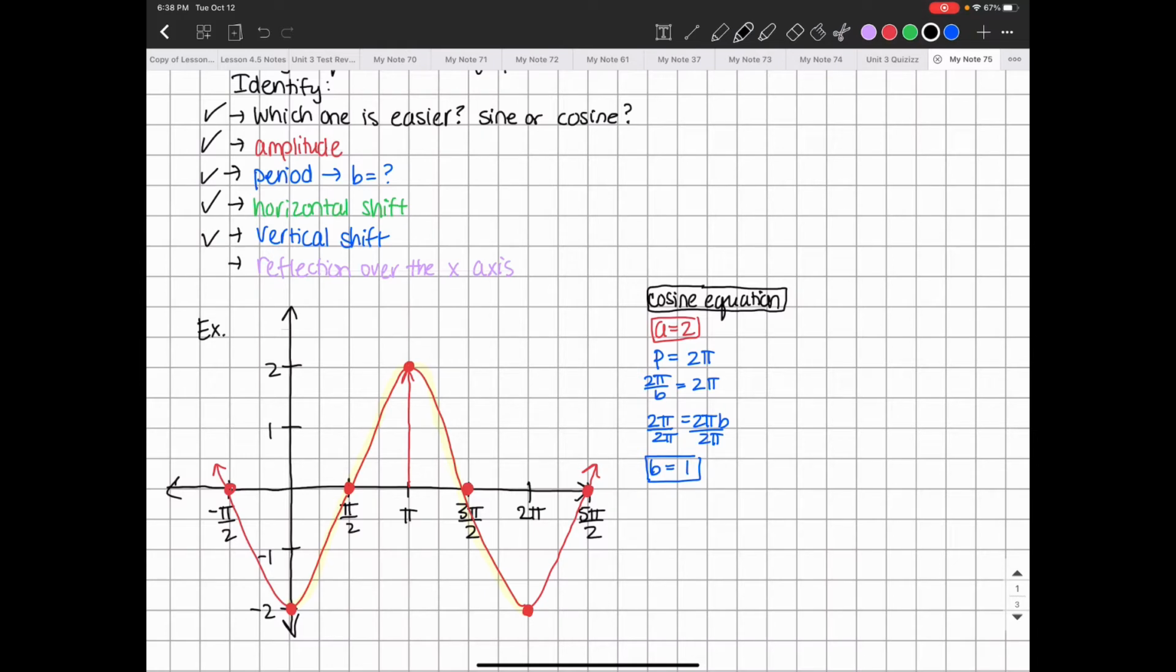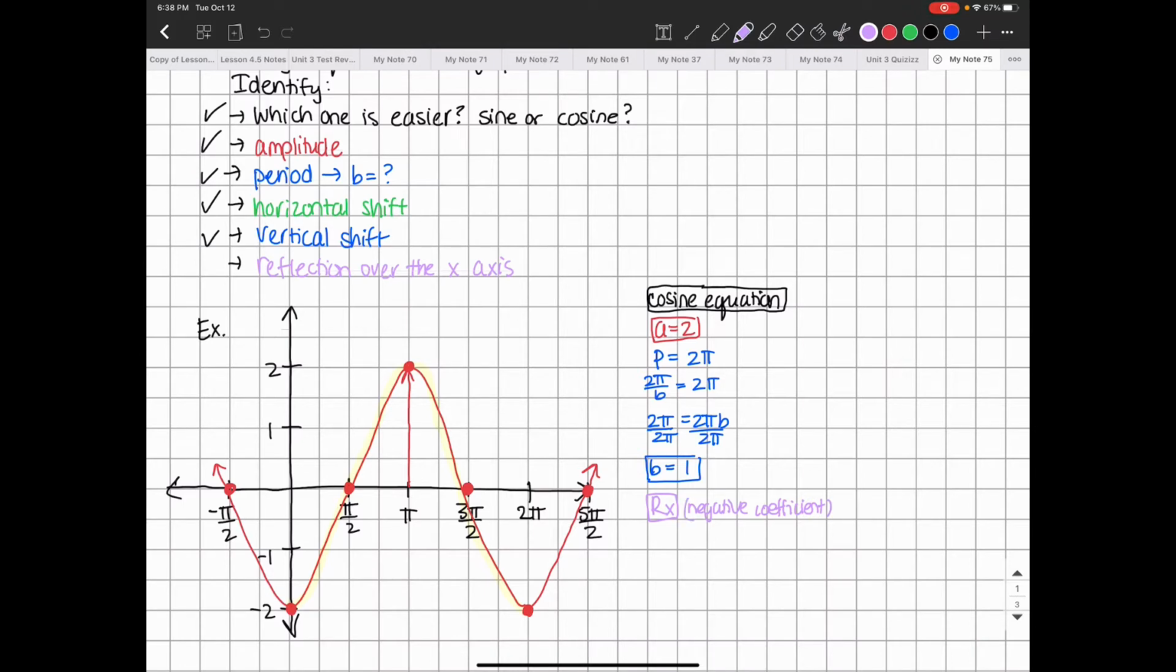And then I want to look if there's a reflection over the x-axis. That means, is it upside down of what it would be in the parent function, that shape? Well, in the parent function, that shape looks like this. It's a U shape. But this I see is upside down. So I do know that there is a reflection over the x-axis, and that means that there is a negative coefficient. So I know there's a negative coefficient.